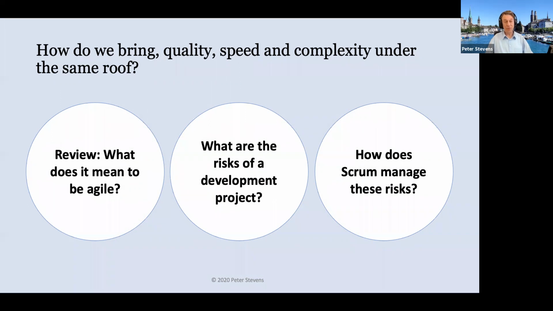So what I'd like to do, with the rest of this presentation, is take a look at the question, what does it mean to be agile? What is this agile stuff really about? Is it about story points, or is it about something more profound? I'd like to take a deep look at the risks of a complex development project, and then, using Scrum as an example, take a look at how agile frameworks manage these risks.